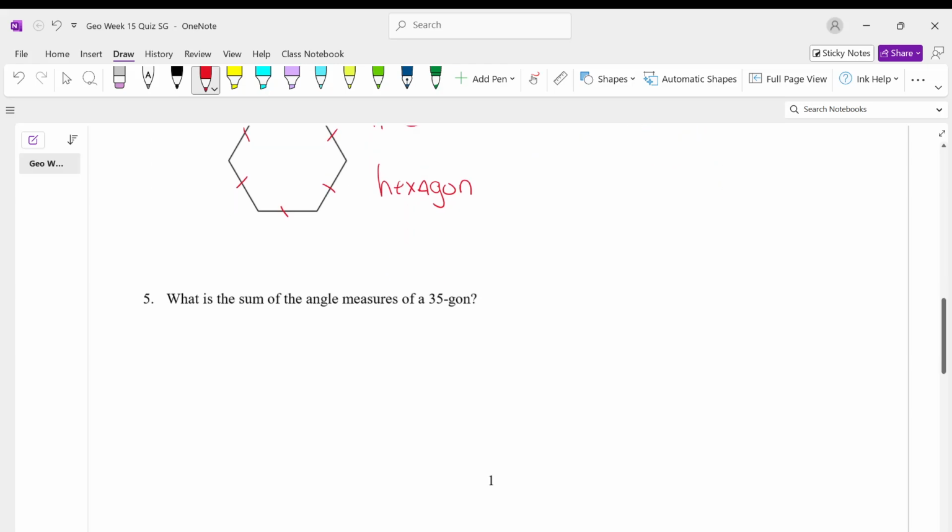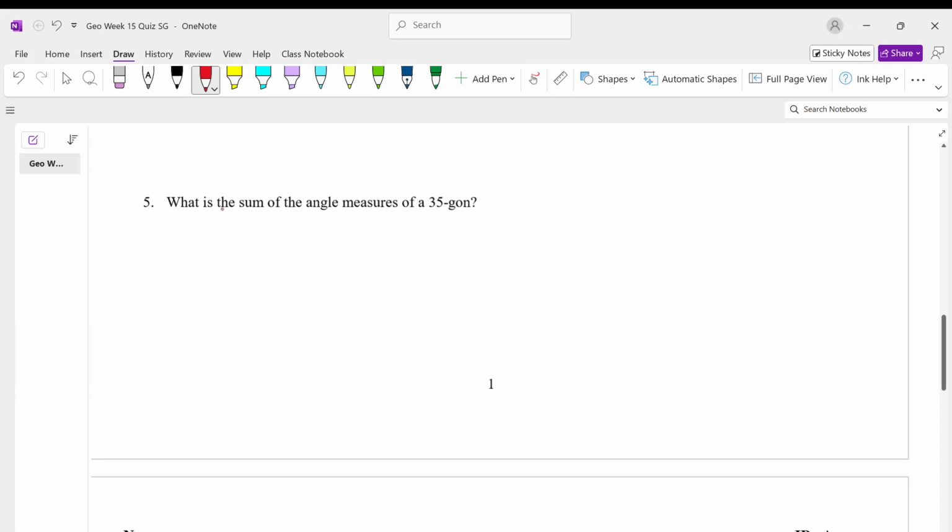Problem number 5. What is the sum of the angle measurements of a 35-gon? So now we're going to use 35 minus 2 and multiply it by 180. 5,940.